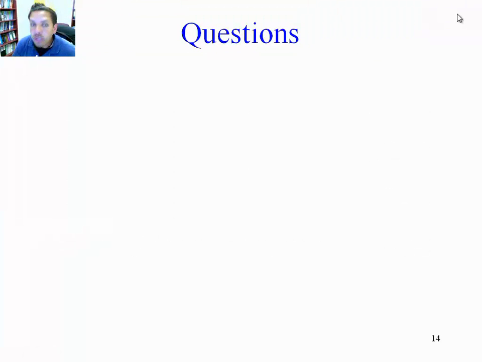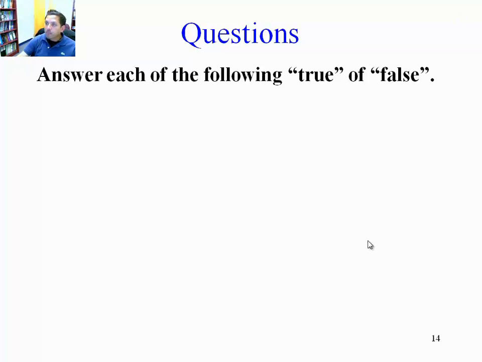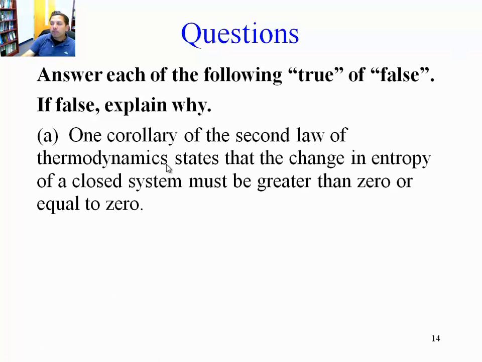So let's ask a few questions. First of all, let's answer true or false. One of the corollaries of the second law of thermodynamics states that the change in entropy of a closed system must be greater than zero or equal to zero. Well, that's not true. This is false. Because there are cases in which the entropy of a system can decrease, and that is when the system rejects heat. If there's heat out of the system, the entropy will go down. So this corollary is false.